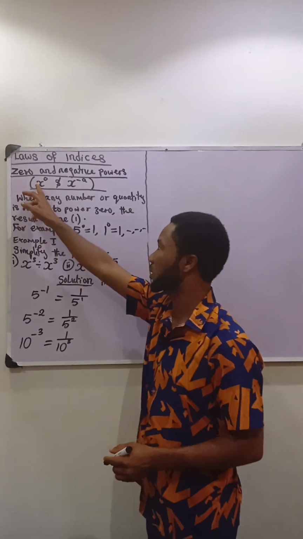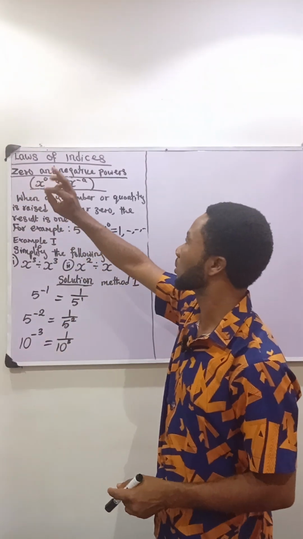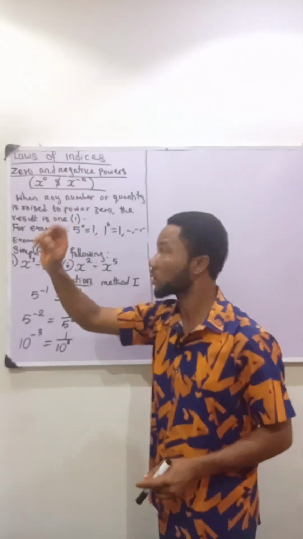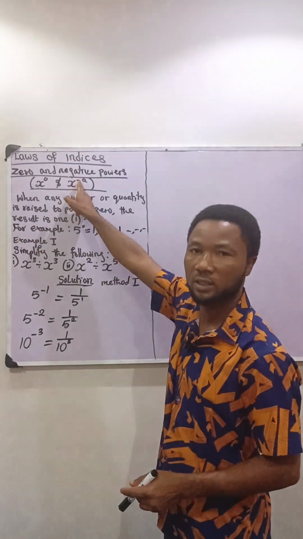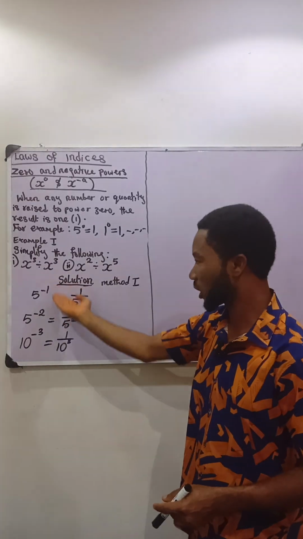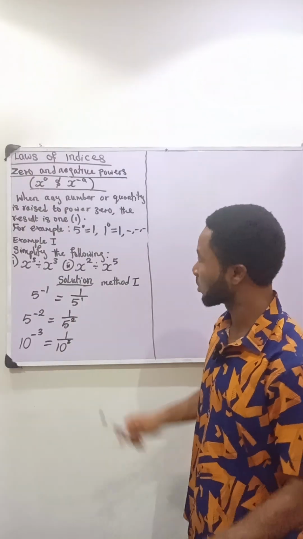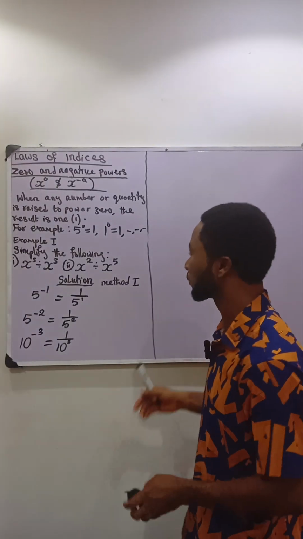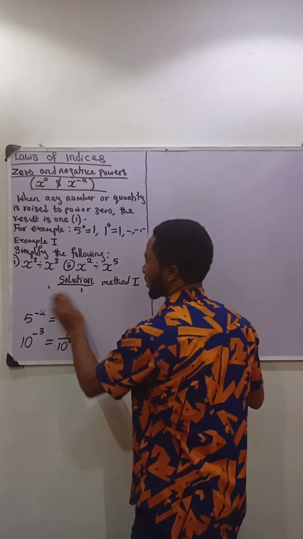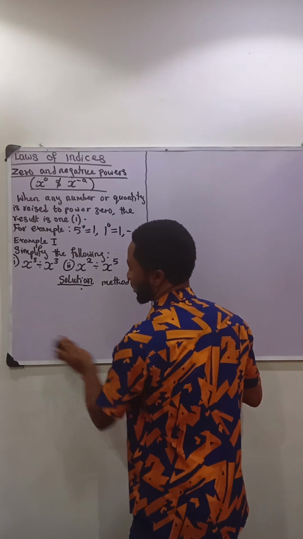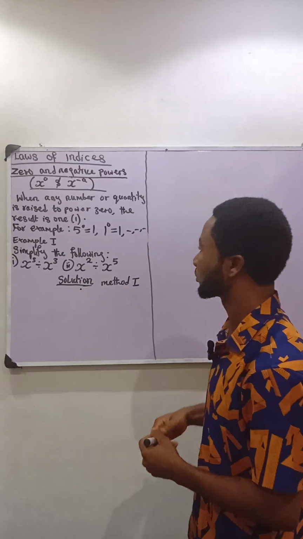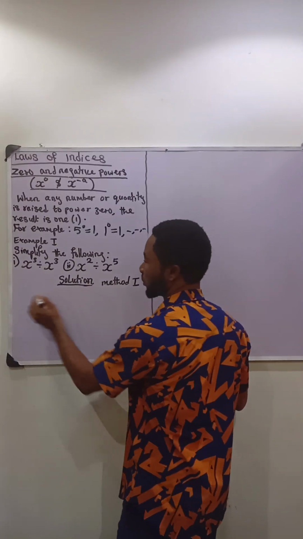So I've explained this. When you have raised to the power of 0, it will give us 1. When you have raised to the power of negative, I explained it here. So before we solve the two equations we have before us here, I'll use two methods to solve them. We'll have method 1.